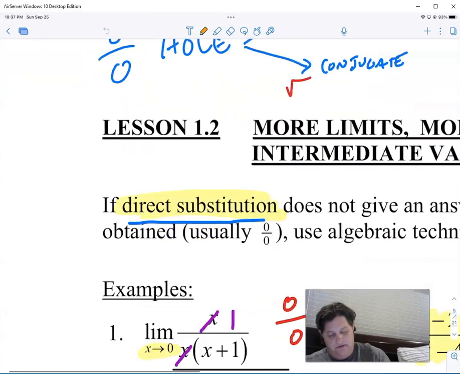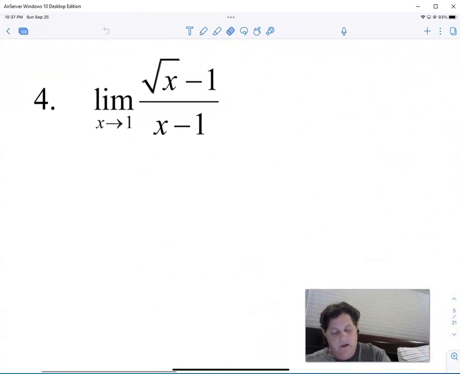What am I telling you to use? Let's say I plug in 1 right here. The square root of 1 is 1, so I get 0 over 0. But they don't factor, which is kind of weird. So here's what I'm going to do.